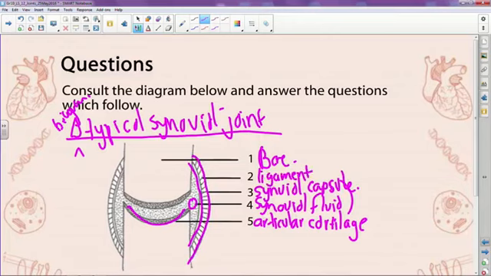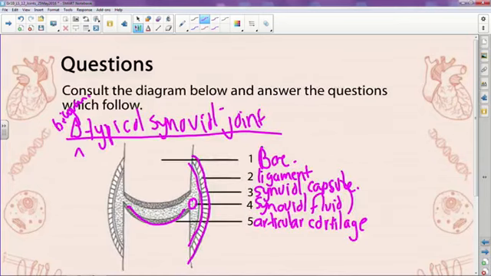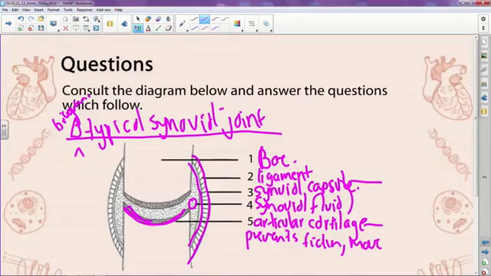Now, when we get to the next question, they want to know what are the functions of parts number 3 and 5. Now, if I had studied my diagram with the diagram in front, then putting the labels and then putting the functions, it's a much easier way to study. So what's the function of number 3 and number 5? Now, as we said to you before, what does the articular cartilage do? It prevents friction when the bones move. So what is its function? It facilitates movement.